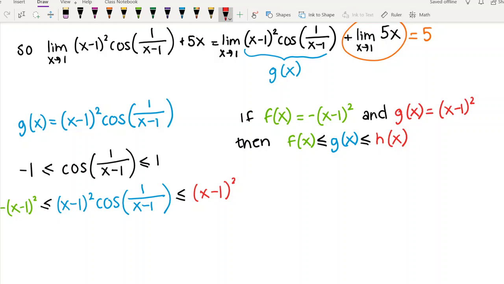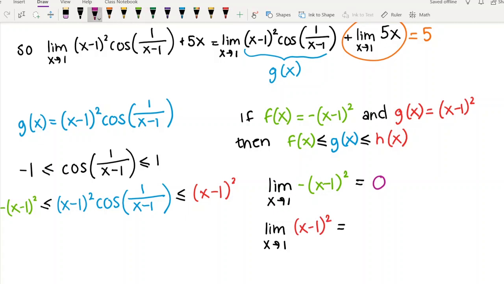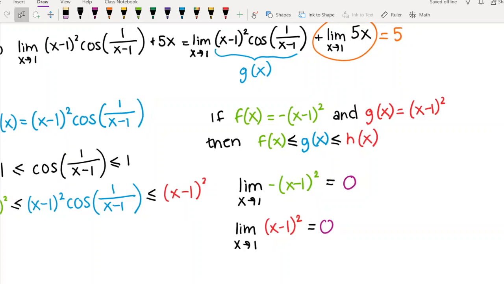Okay, so the next thing we need to do is find the limits of each of these. If we take the limit as x approaches 1 of the bottom function, negative x minus 1 squared, again, we can just use direct substitution, right? Because we can just plug in 1. And if we plug in 1, we get negative 0 squared, so that's just 0. For the top function, same idea. We plug in 1 into x minus 1 squared, and that's 0 squared. So again, we get 0. Because we got the same answer for the top and the bottom function, that forces our middle function to also have the same limit.